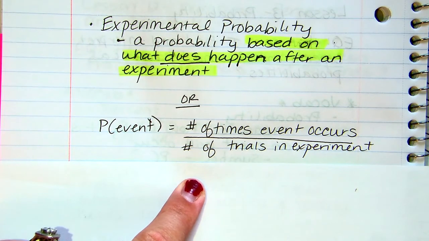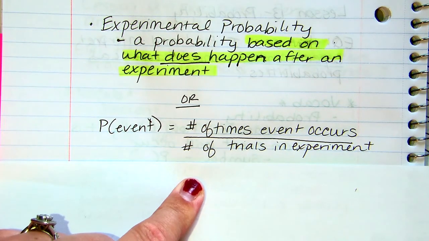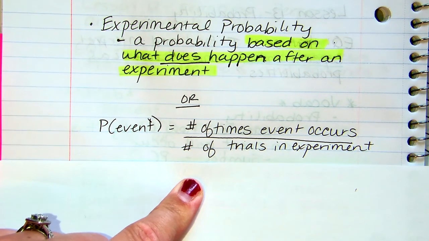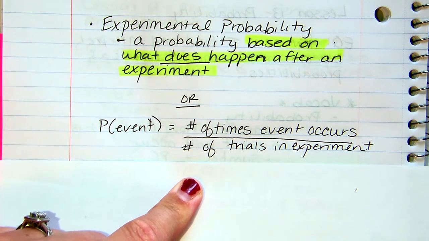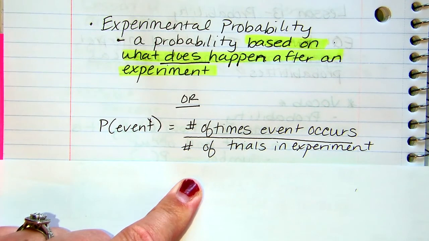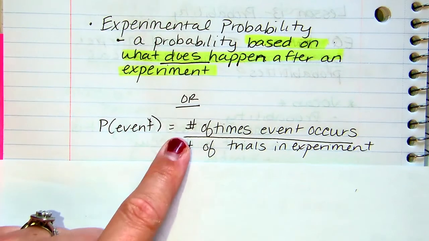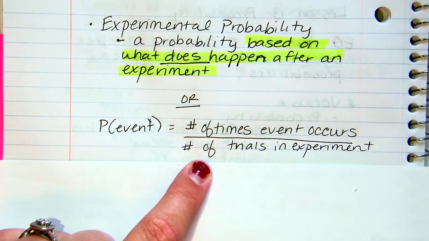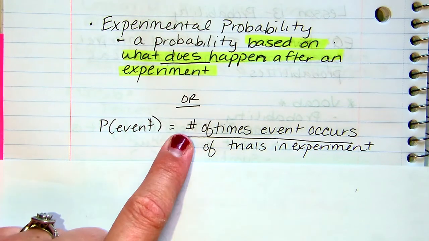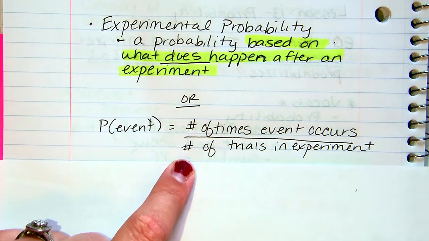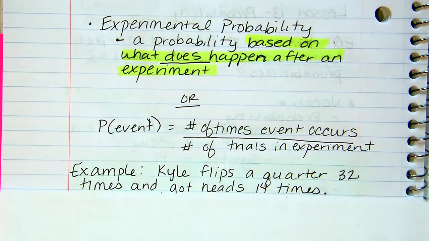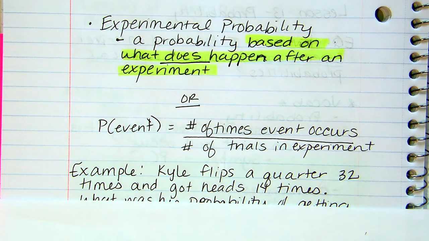So I could say that I am hypothesizing, this would be theoretical, that I would get heads 20 times when I flipped it 40 times. My experimental probability would be me actually doing that experiment and figuring out how many times I actually got heads out of 40. Because again, that's the number of times it actually occurs out of the number of times I actually attempted it. So we have another example here.